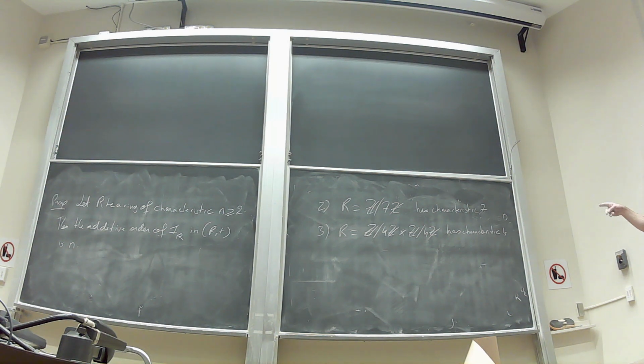So in Z mod 7, what is the multiplicative identity? 1. What is the order of 1 in Z mod 7Z? 7, right? So the characteristic is 7.